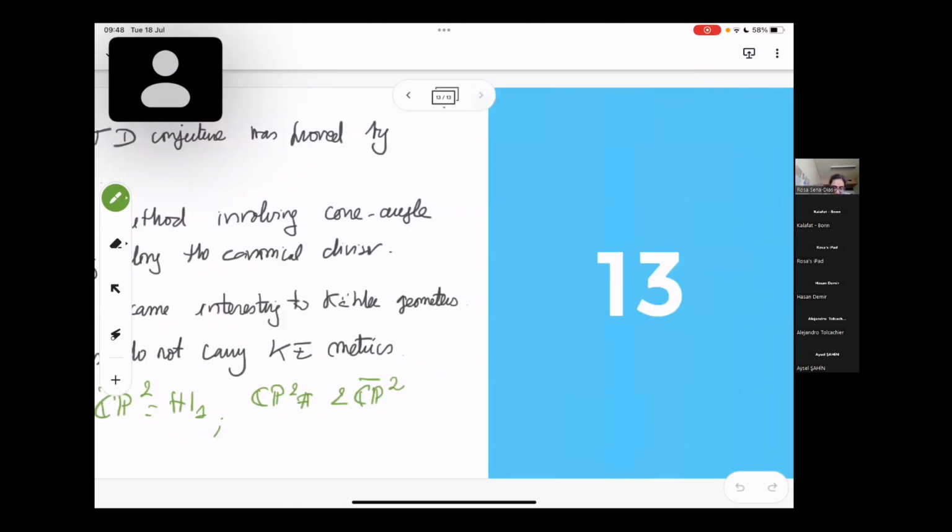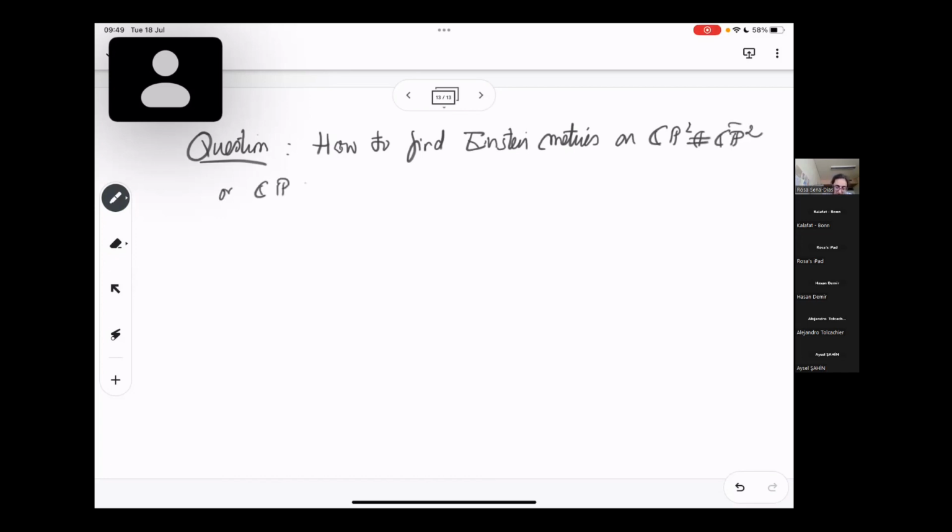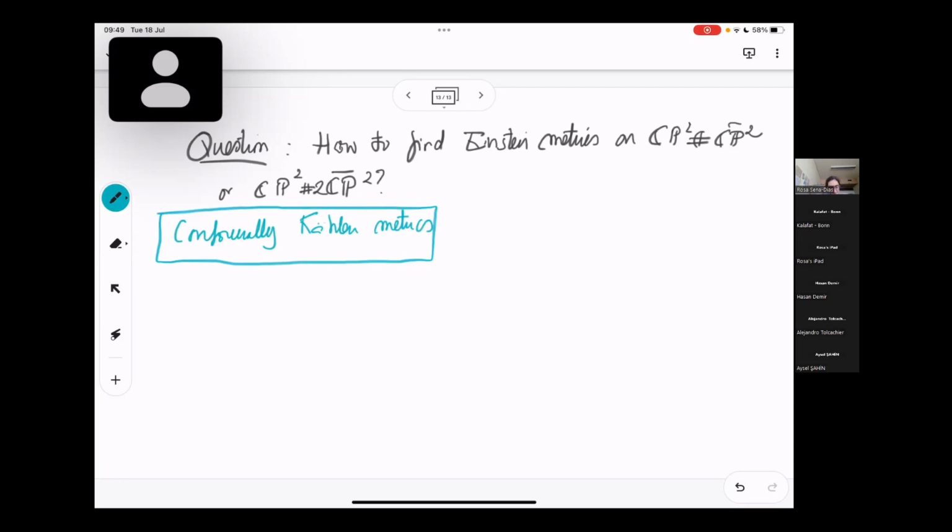Okay, so then the question becomes, if you are interested in Einstein metrics, how to find Einstein metrics on these two, or more generally, on manifolds without Kähler-Einstein metrics. So without the Kähler geometry to help you, how else can you find Einstein metrics? I mean, there are other tools, but this brings me to my next topic, which is conformally Kähler metrics, which is related to the second talk we heard yesterday.